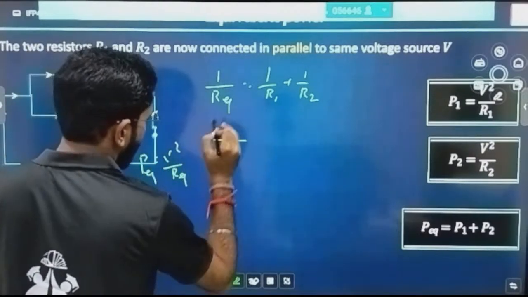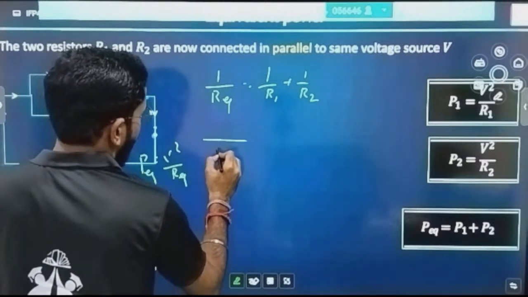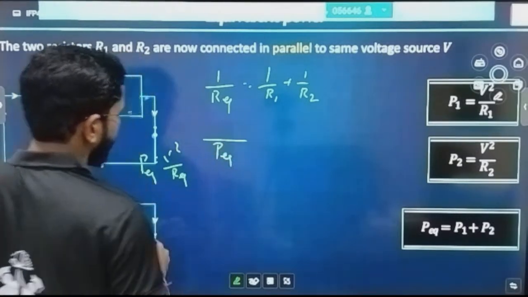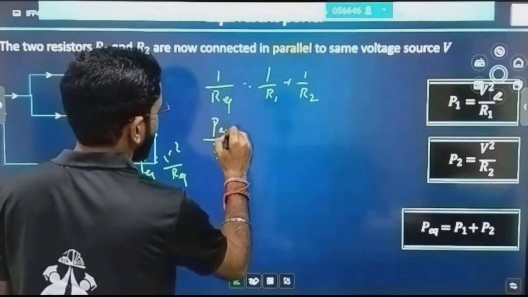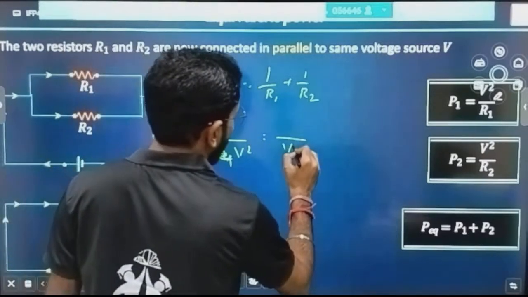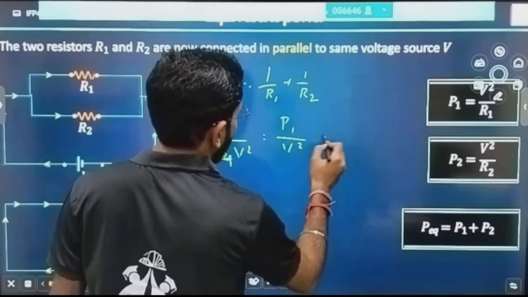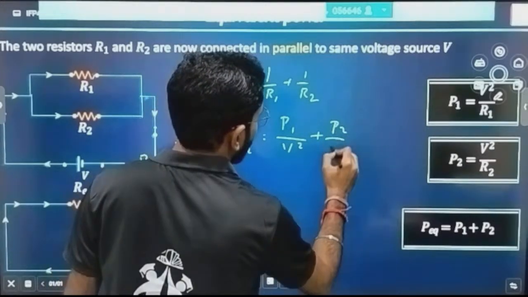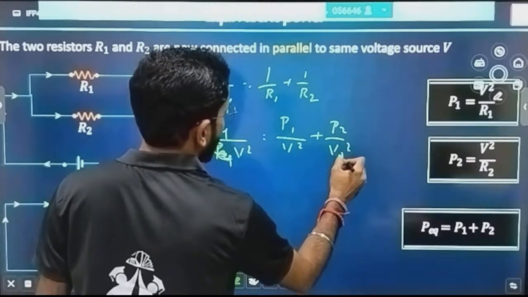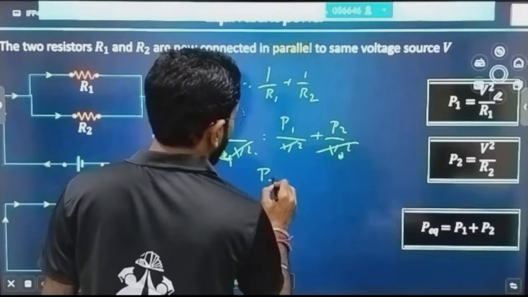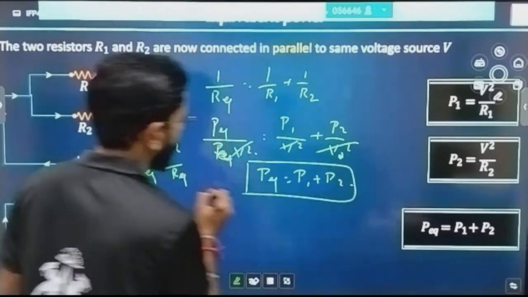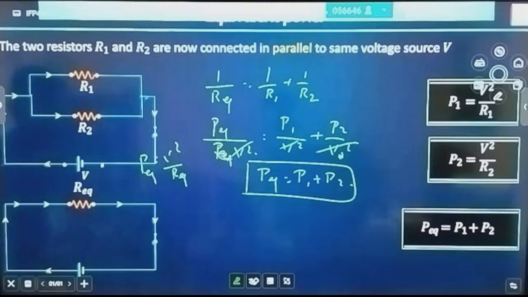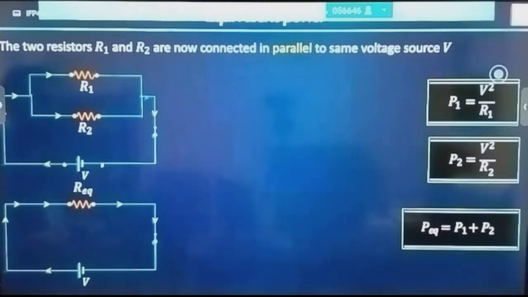If I am asking you to write R equivalent, how will you write it? R equivalent will be written as V square divided by P equivalent. Here if I ask, you will write V square divided by P1 plus V square divided by P2. V square will cancel out. P equivalent will be equal to P1 plus P2 for parallel combination. This is the combination that you are going to write. Clear?